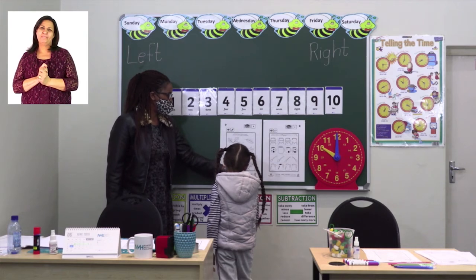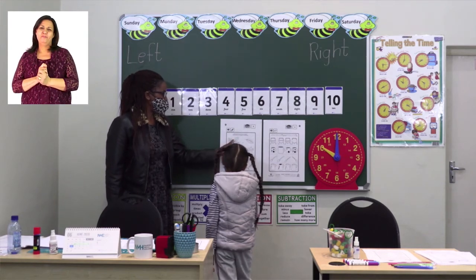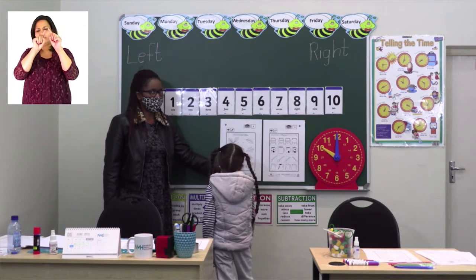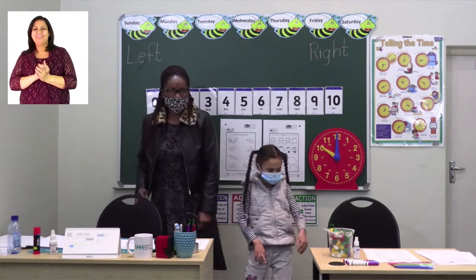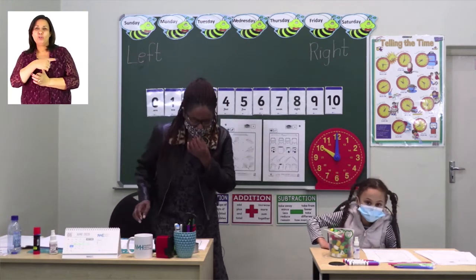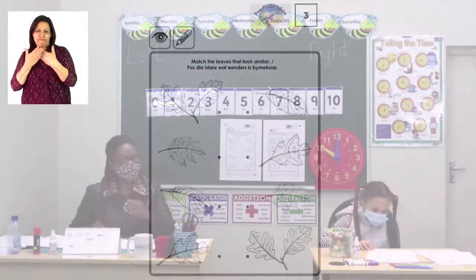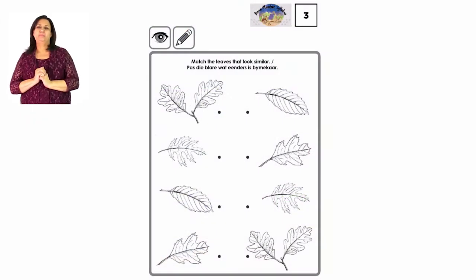There is the last dot. So these 2 leaves are similar. Thank you very much. So I would like you to complete the rest of the activity by matching the leaves that look the same or that look similar. Now let's move on to page 17.